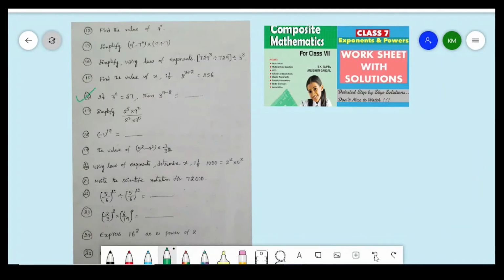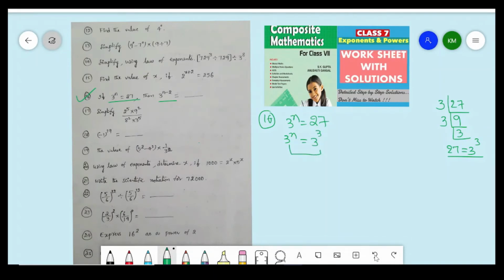Here they have given that 3 power n is equal to 27, and what is the value of 3 power n minus 2? So observe very carefully, 3 power n equals 27. That means 27 is with me. I am just prime factorizing this one. 3 nines are 27, again 3 threes are 9. So 27 can be rewritten as 3 power 3. So here 3 power n equal to 3 power 3.